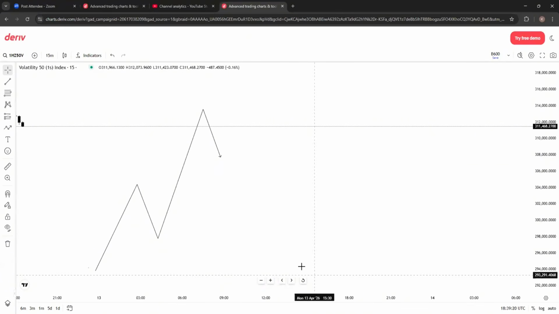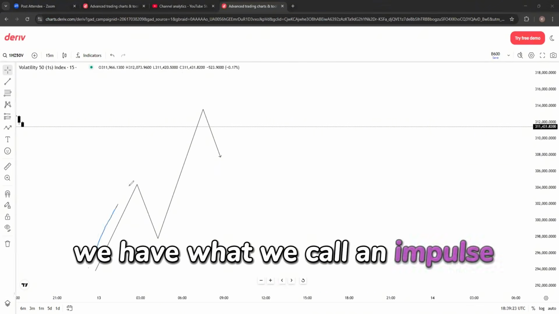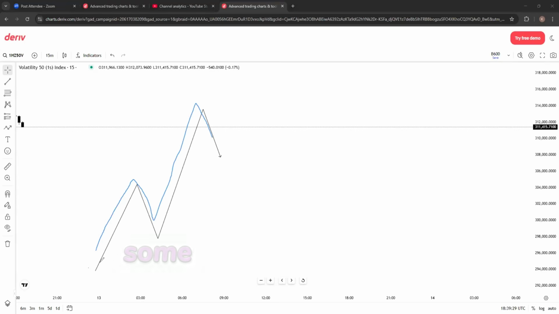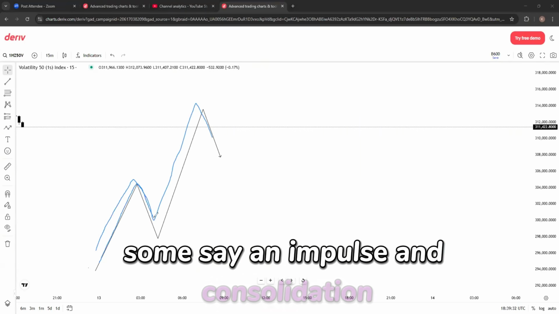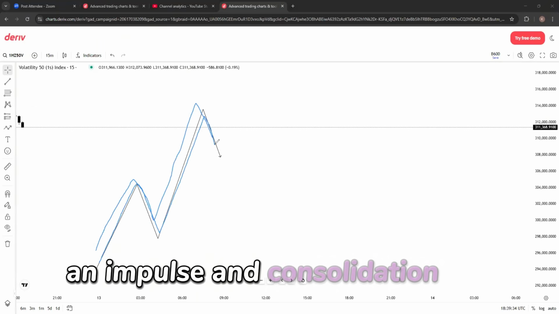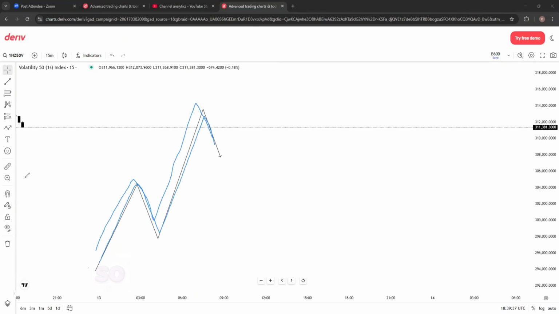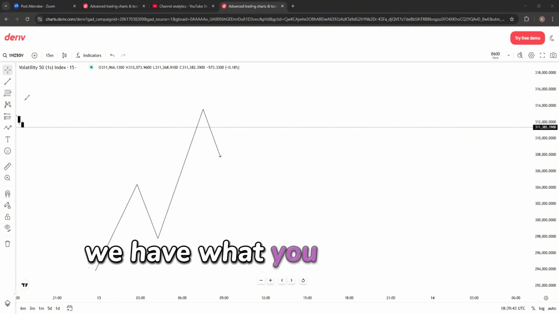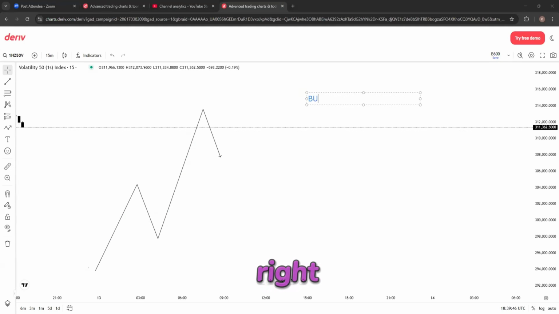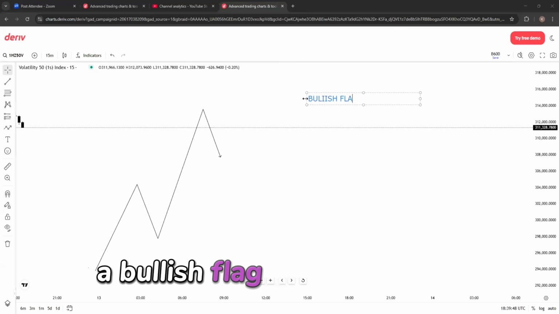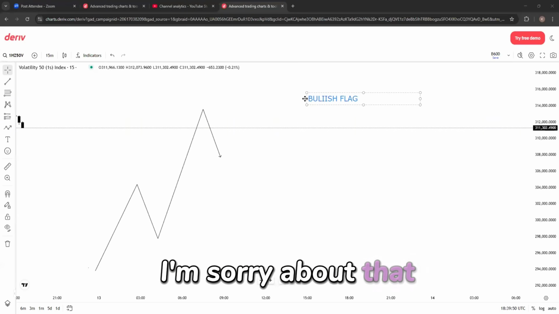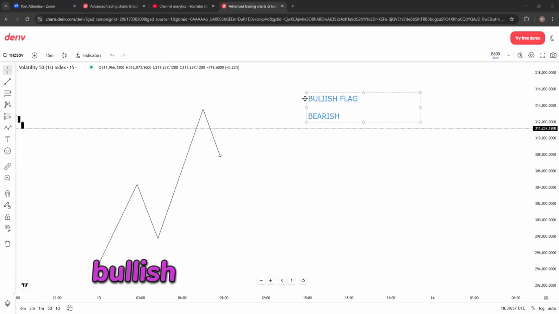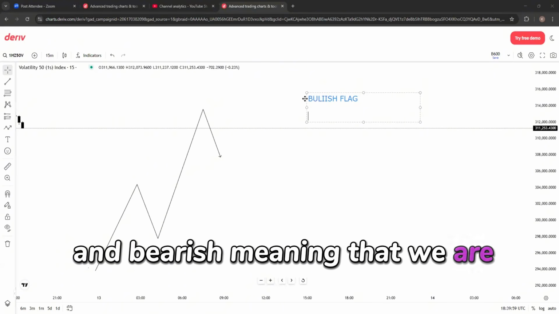So, as we all know, we have what we call an impulse and a correction. Rather, some say an impulse and consolidation. Right. So we have two types of flags. We have what we call a bullish flag, and then we have what you call a bearish flag, right? Bullish meaning we are buying, and bearish meaning that we are selling.